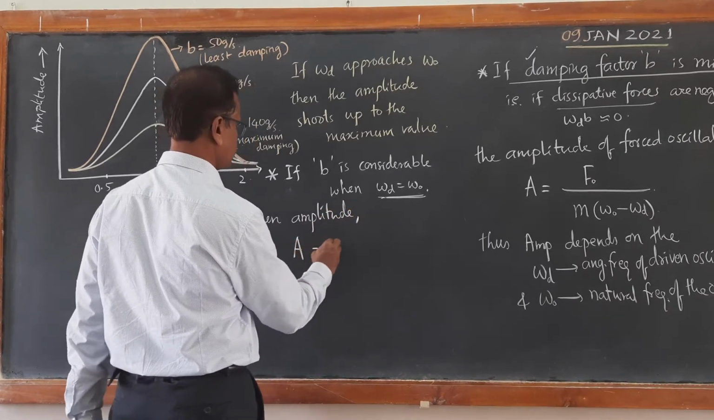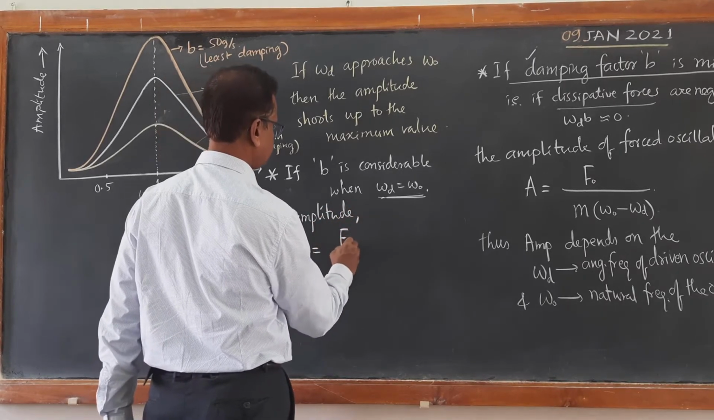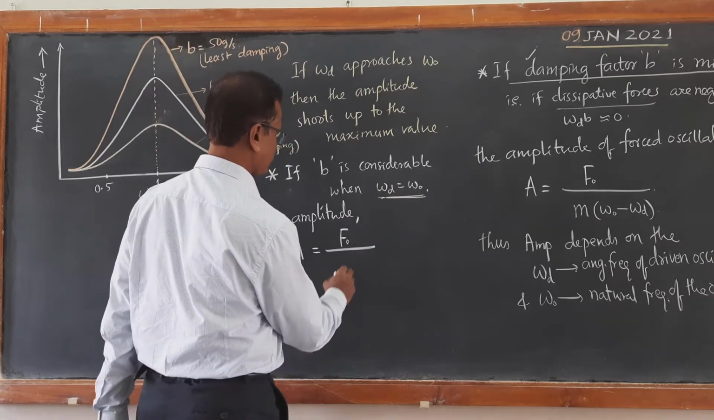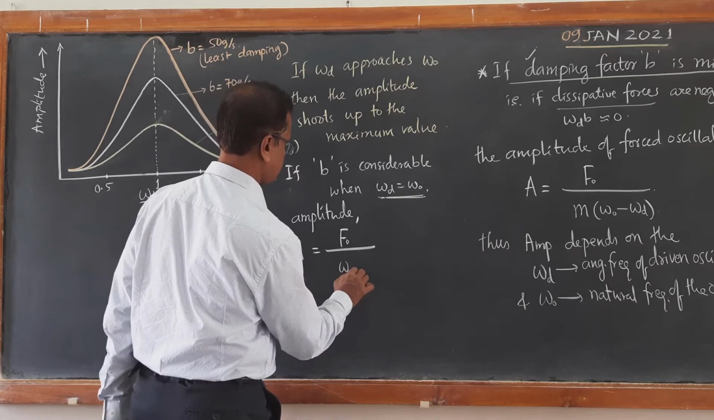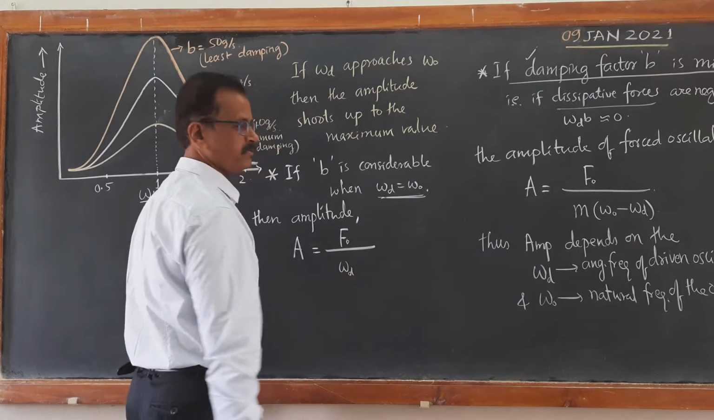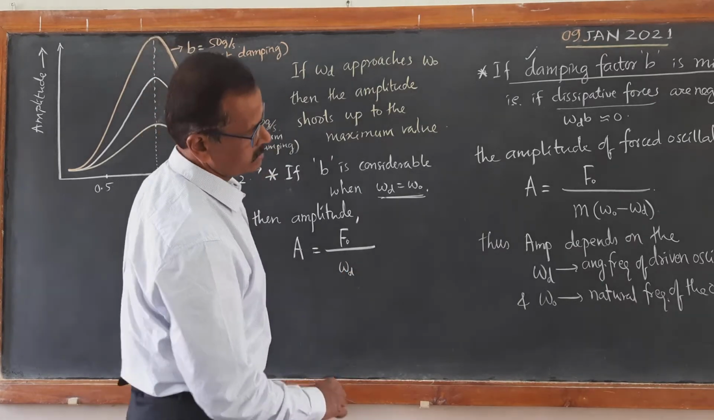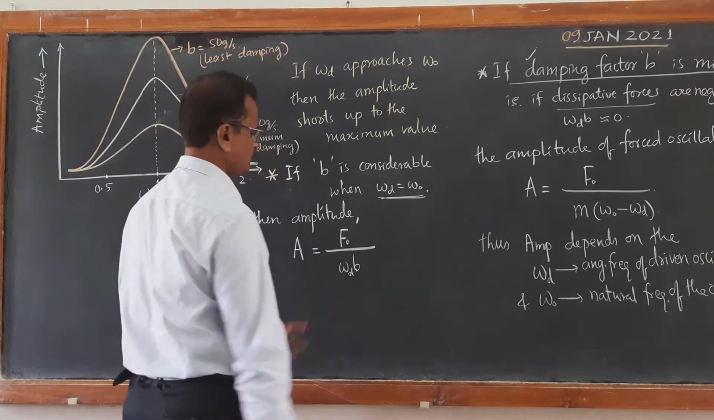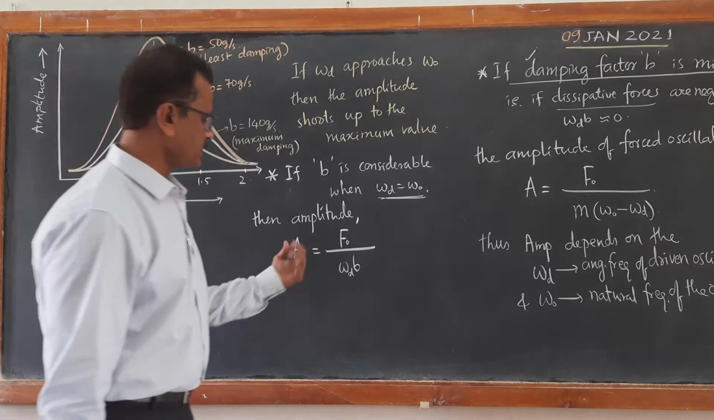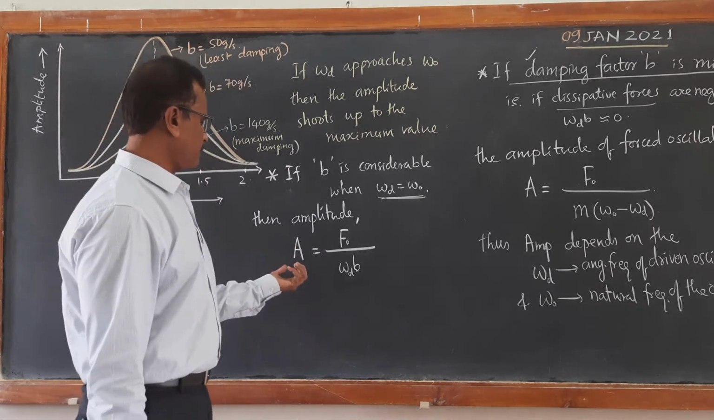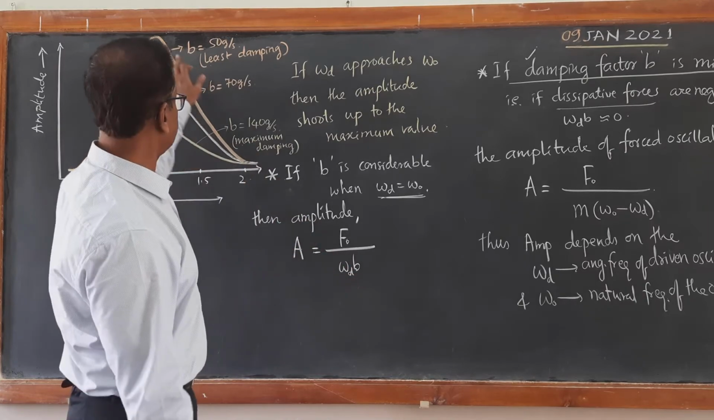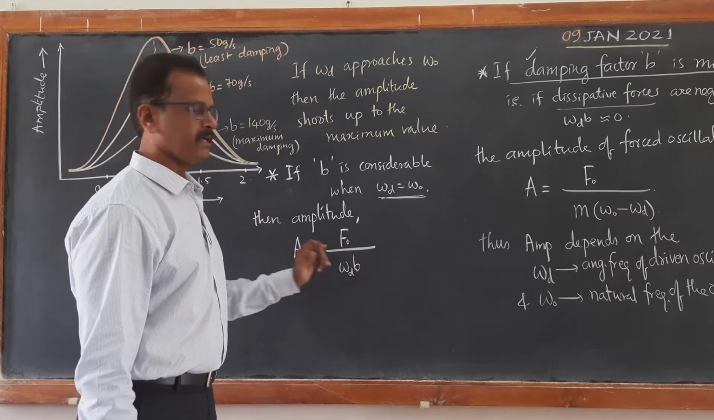A now becomes equal to f naught divided by the second factor which we are now considering, the square root of omega d square, b square. So the square root of omega d square, b square becomes omega d b. That is the second factor. Therefore, the amplitude now will have a very large value which depends on b.